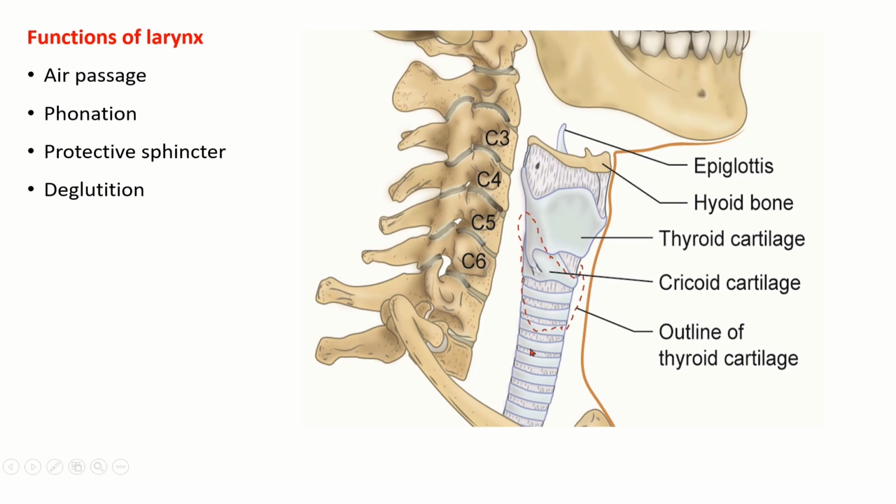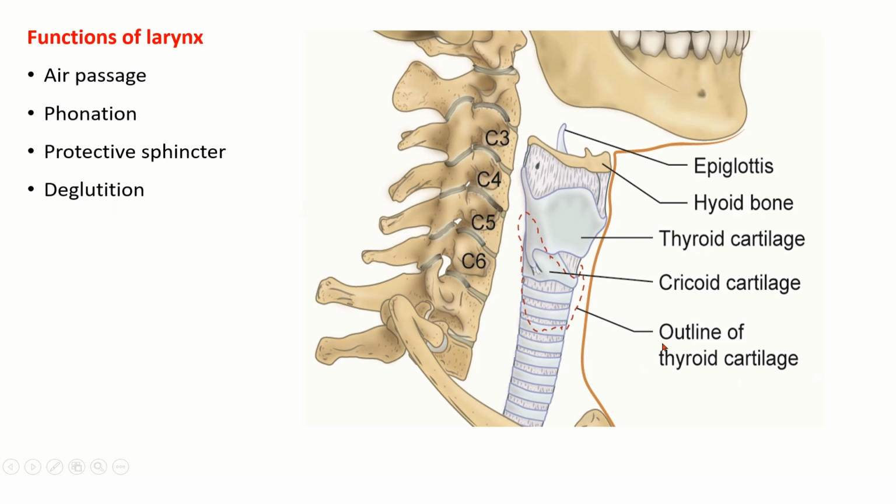So if you see, the extent is from C3 to C6 vertebrae. You can see here, this is the hyoid bone. This is the epiglottis, this is the thyroid cartilage, this is the cricoid cartilage. You can see the outline of the thyroid gland here. So functions of the larynx: it functions as air passage, phonation, protective sphincter, and deglutition.